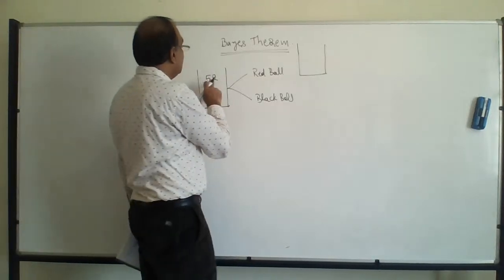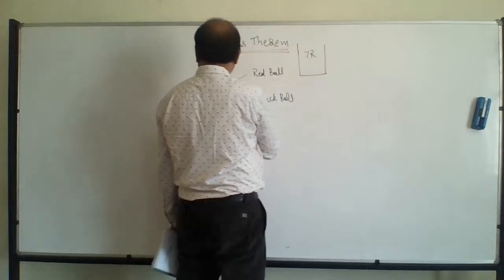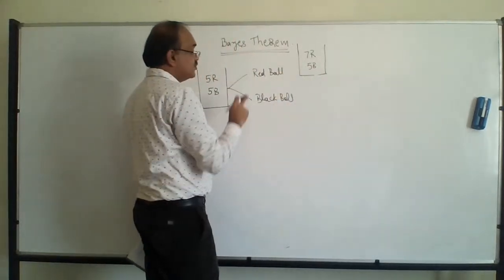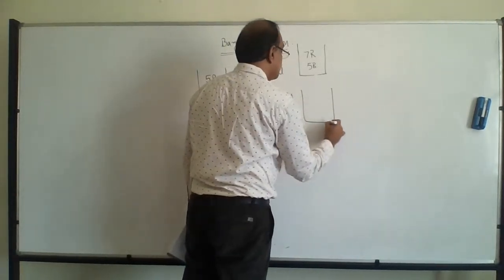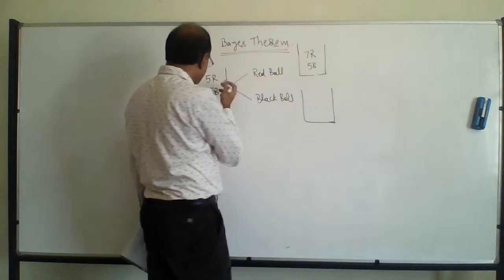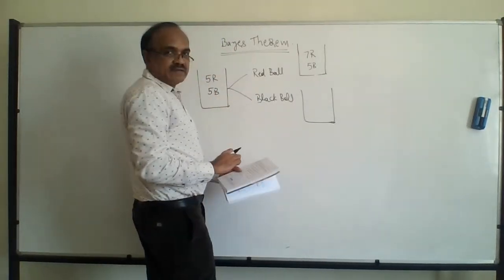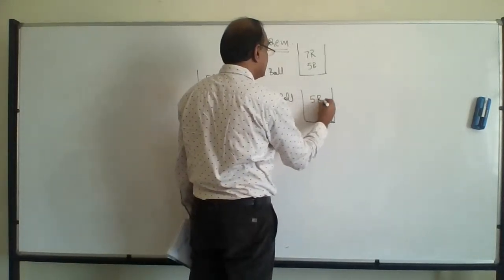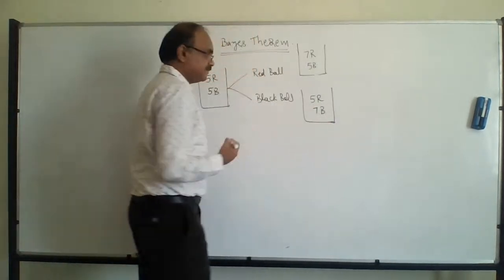So what does it mean? 5 red balls will become 7 red balls. Black balls as it is, because you have not done anything for this. Suppose you get the black ball, what you do? You will put back the black ball, then you add 2 more black balls. That is the given data in the problem. So your red balls will be 5, but black balls will become 7. So this is the thing.